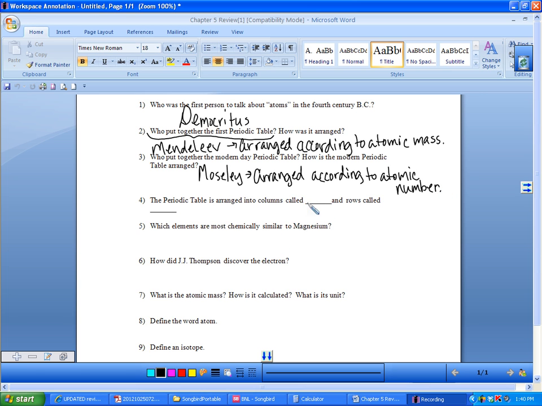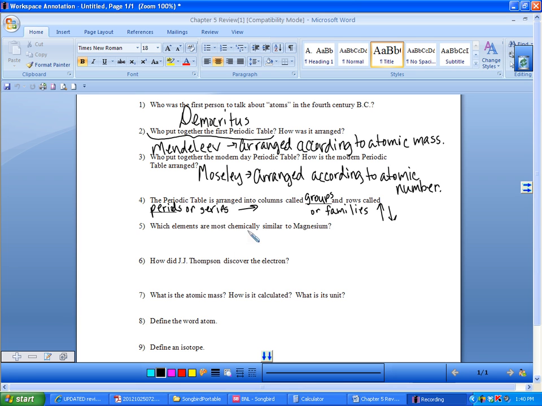The periodic table is arranged into columns, and the columns are called groups or families. Remember, columns go up and down. And then the rows are called periods, or some people call them series. And these are the ones that go across that way.